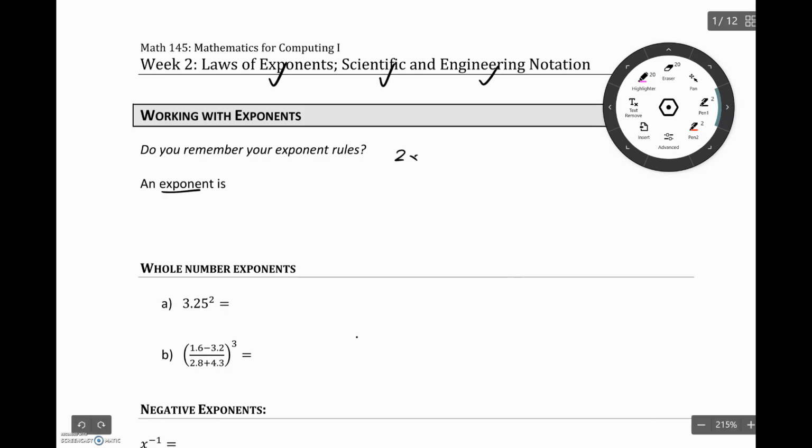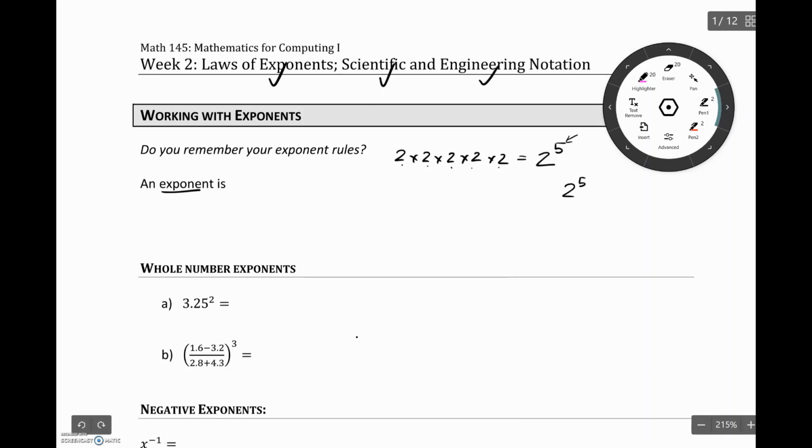If I have 2 times 2 times 2 times 2 times 2, I can see that I'm multiplying 2 by itself 1, 2, 3, 4, 5 times. So this can be written as 2 to the exponent 5. Okay, so the 5 tells me that I'm multiplying this number 2 by itself 5 times.